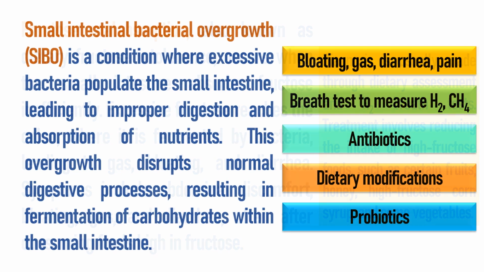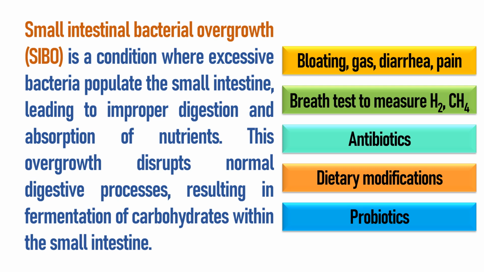Small intestinal bacterial overgrowth is a condition where excessive bacteria populate the small intestine, leading to improper digestion and absorption of nutrients, including carbohydrates. This overgrowth disrupts normal digestive processes, resulting in fermentation of carbohydrates within the small intestine. Symptoms include bloating, gas, diarrhea, and abdominal pain.